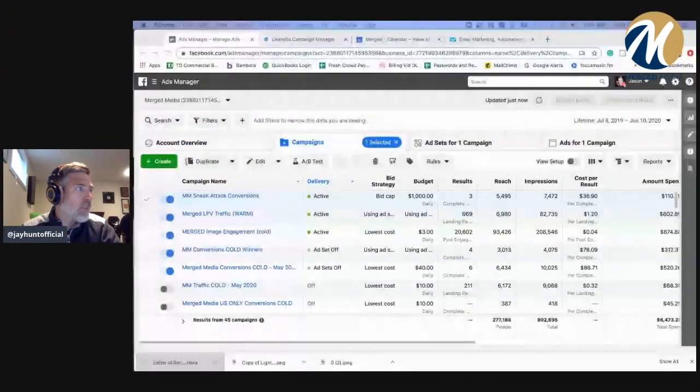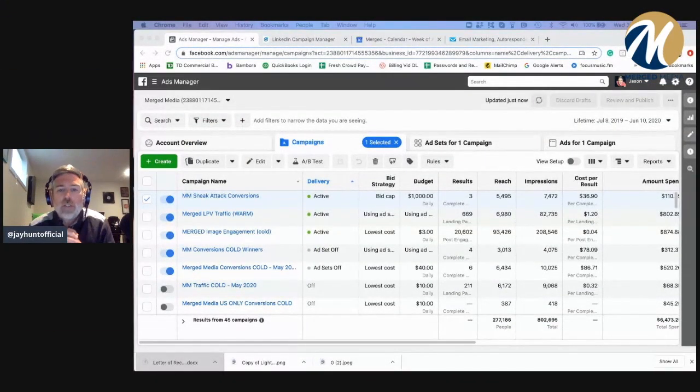Okay. Now, we've been running this campaign for probably a couple weeks. And when I started running it, we were running it with a bid cap of $10. So it was a very low bid cap. As you look here, the sneak attack conversions campaign is built for conversions. Basically, we're telling Facebook, put our ads in front of people that have a tendency to become a lead. Okay. Now, if you look here, we've got a daily budget of $1,000. Now, we're not spending $1,000 today. Facebook's not able to spend $1,000 a day because we have a bid cap in place.